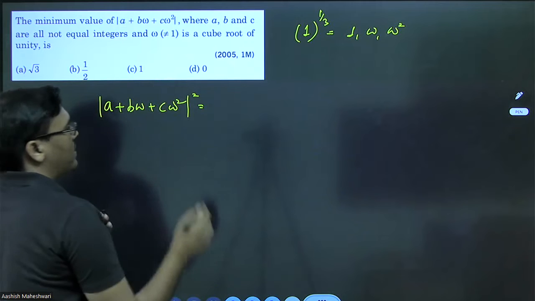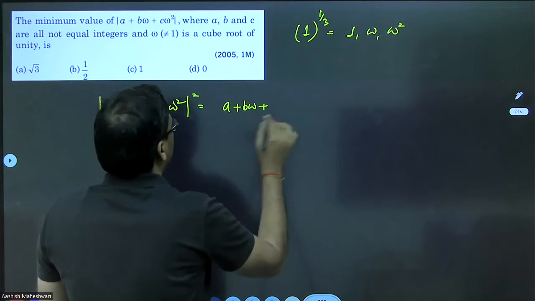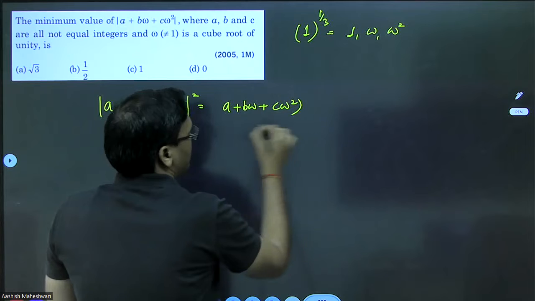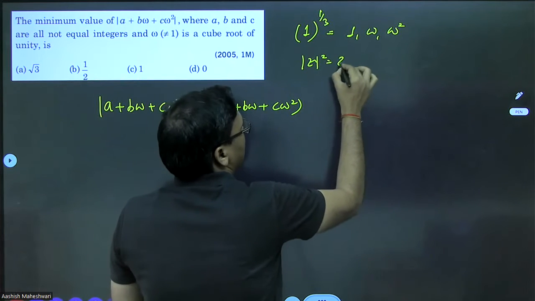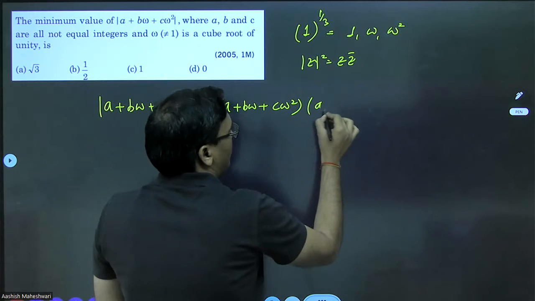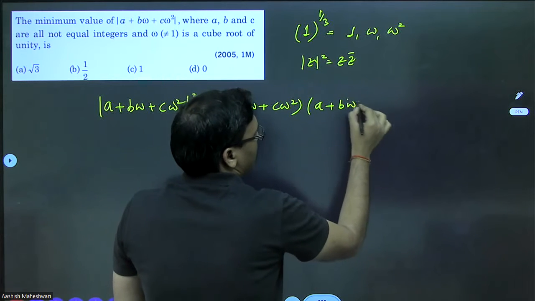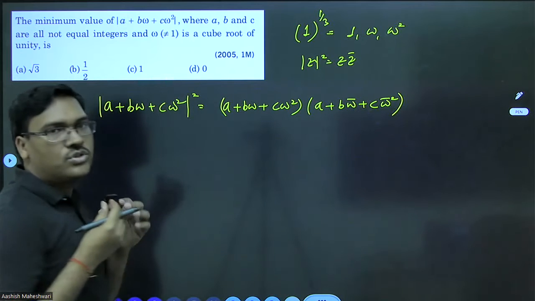Let's say if I take this square, then we know what is the modulus of a complex number. This is c omega square. What is mod z square? This is z bar. So you can say this is z and its conjugate: a b omega conjugate c omega square conjugate.